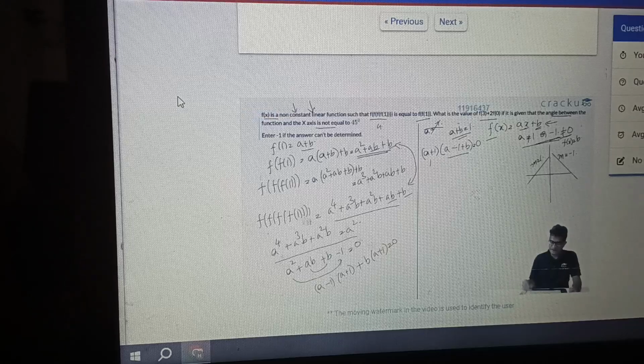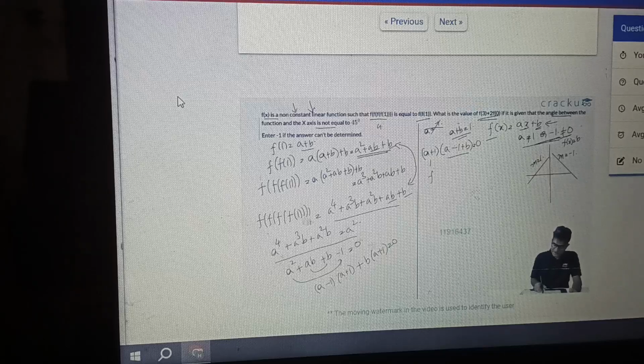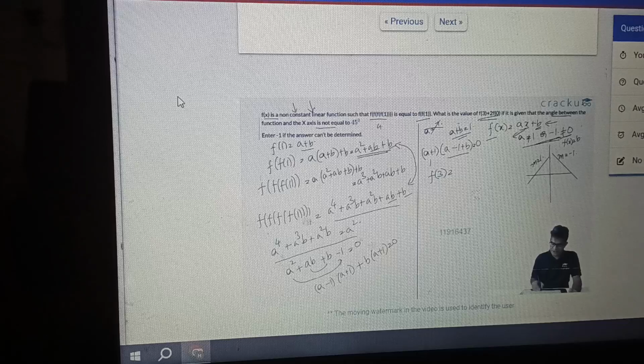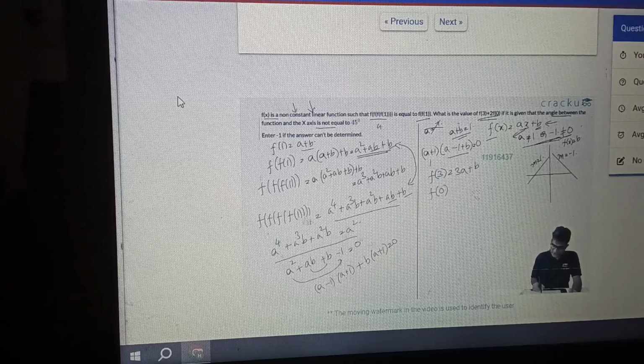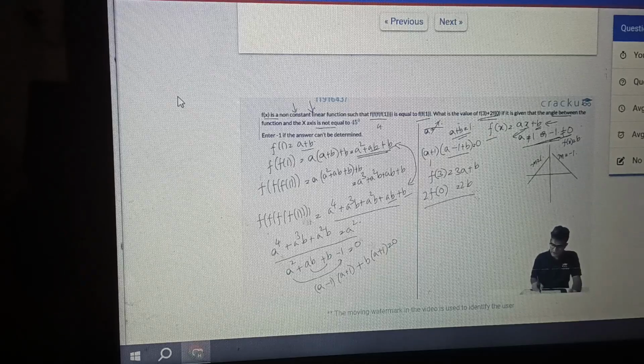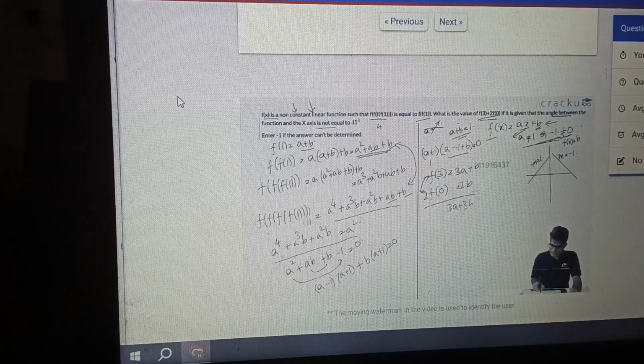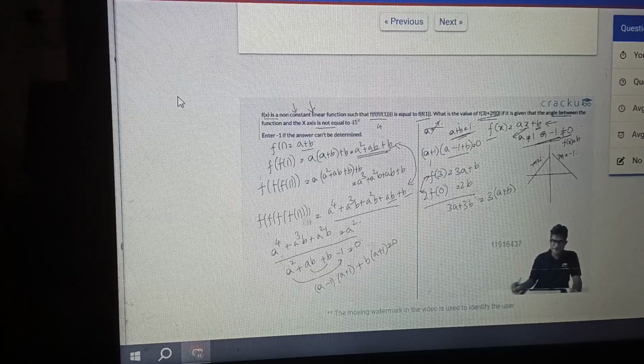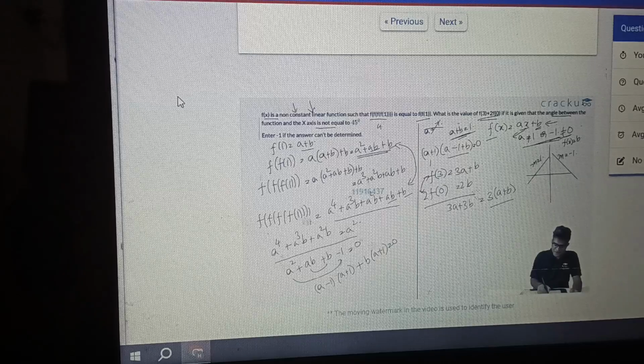So what are we required to find out? We are required to find out the value of f of 3 plus 2 times f of 0. f of 3 is equal to, if you substitute the value of x to be equal to 3, 3a plus b, and f of 0 is equal to b. So 2 times f of 0 is equal to 2b. If you are adding both of these, the value of f of 3 plus 2 times f of 0 is equal to 3a plus 3b, or this is equal to 3 times a plus b. We know that a plus b is equal to 1, so 3 times a plus b will equal 3.